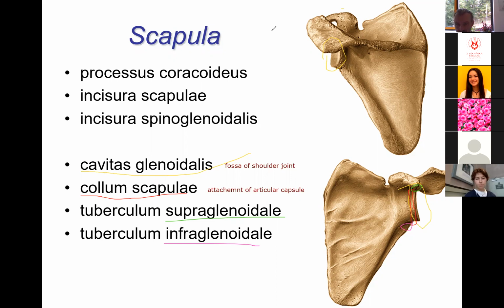And it serves for attachment. The infraglenoid serves for the origin of the long head of triceps brachii. Sorry, I misspoke earlier. And the supraglenoid tubercle is the origin of the caput longum of the biceps. Yeah?